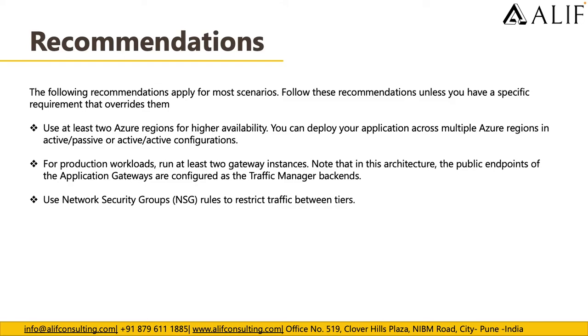Note, in the architecture, the public endpoint of the application gateway is configured as a traffic manager backend. So this is one of the important things. That's something I will also show you in the lab. So how is the traffic manager going to work, right? Traffic manager is going to have a front end and a back end, and the back end needs to be there. So in our case, the application gateway is going to be the back end for the traffic manager. That's how the traffic manager will forward the request to the secondary region.